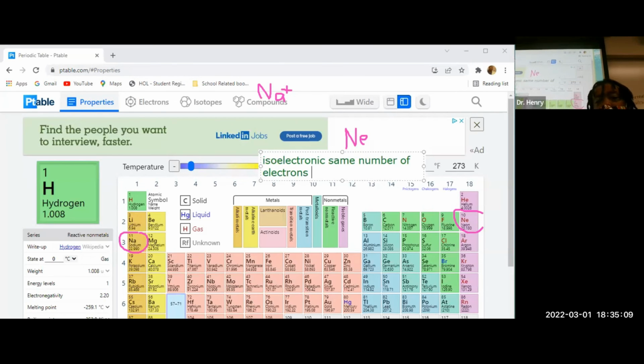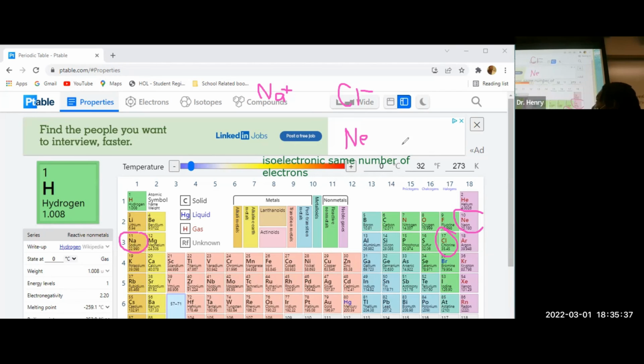So chlorine ion, where's chlorine? What is the atomic number for chlorine? 17. So if chlorine gains 1 electron, like it did, it's going to be isoelectronic to who? Argon. Okay.